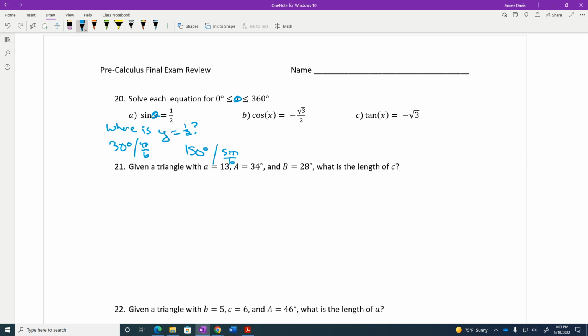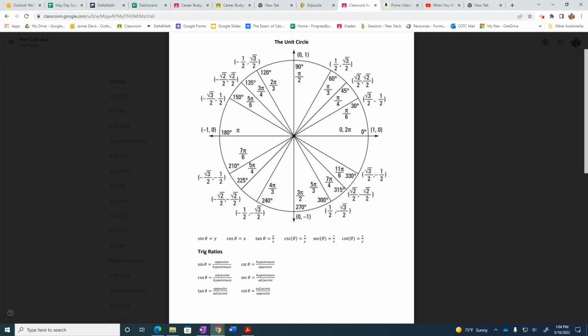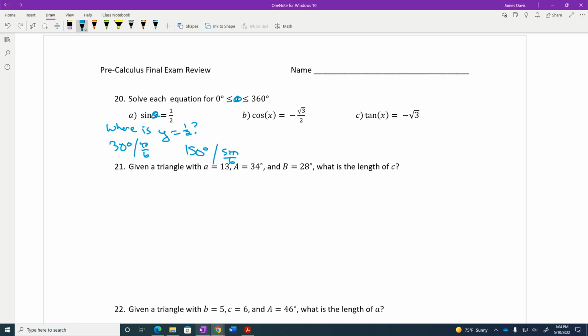See if you can answer the next one. See if you can find where the cosine is negative radical 3/2. I guess I should put it up here. Cosine is the x, so you're just looking for where x is that. Like the last one, there's two answers here. 150 degrees, which is 5 pi over 6, and 210, which is 7 pi over 6.